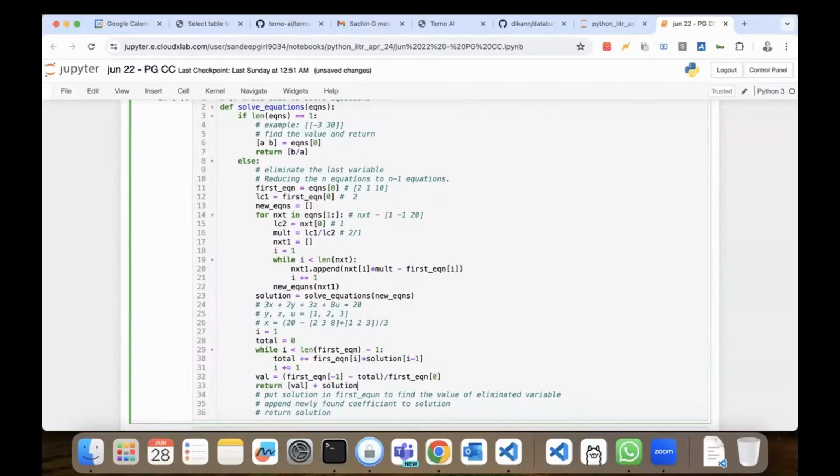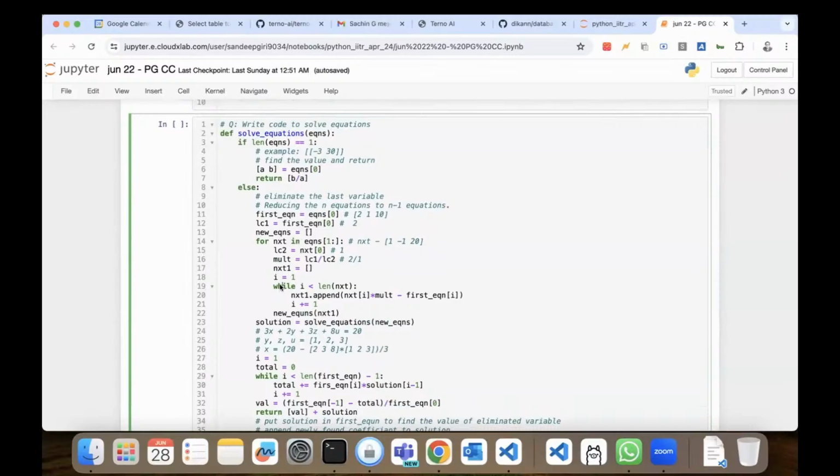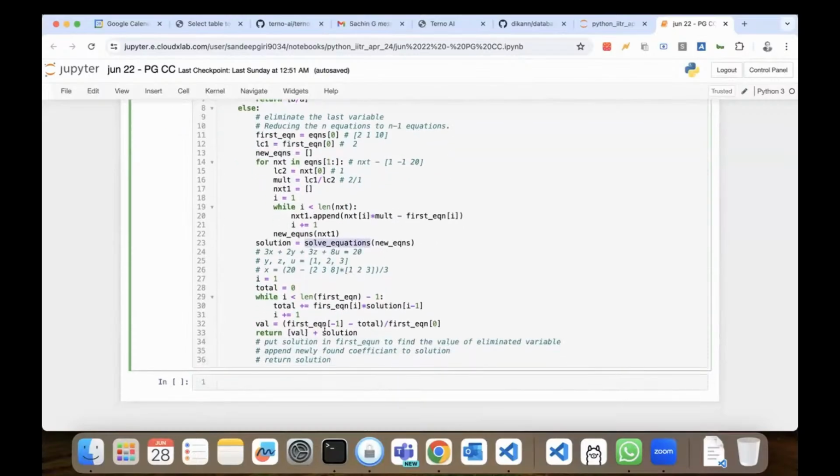When you're recursively calling it, how does the length of the equation keep on reducing? See, here, we are iterating over one less equations. Got it. Since we are iterating over one less equations, the new equations will be one less equations. And the solution is increasing the length by 1 every time.